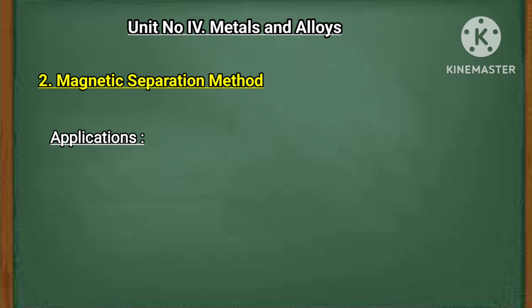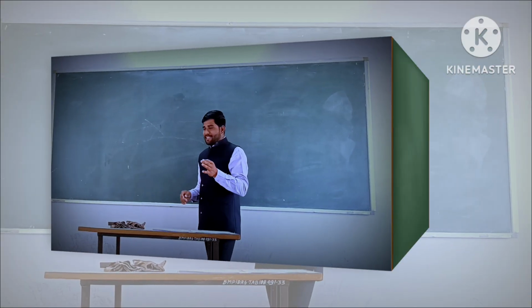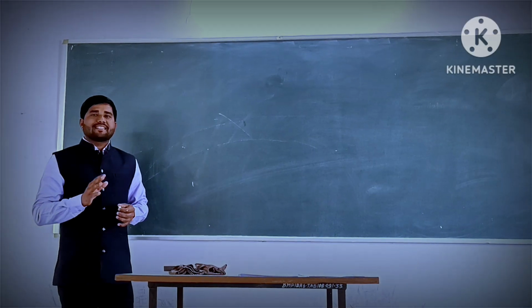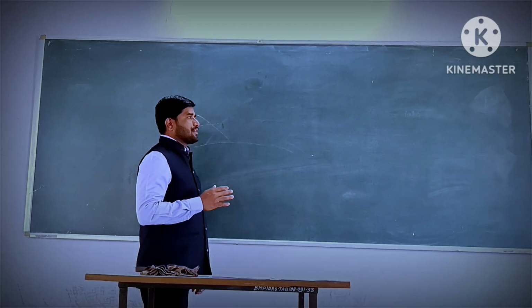The use of this method is also in the field of mining for the extraction of iron ore. One more very important application of this method nowadays is in the pharmaceutical field. We know that in the pharmaceutical field cleaner products are prepared, and during the preparation most of the time this method is used. By this method, we separate metal from the ore. This is a very simple method, the magnetic separation method.